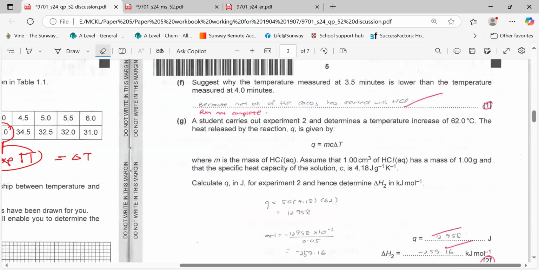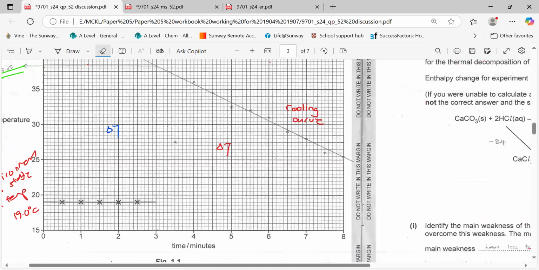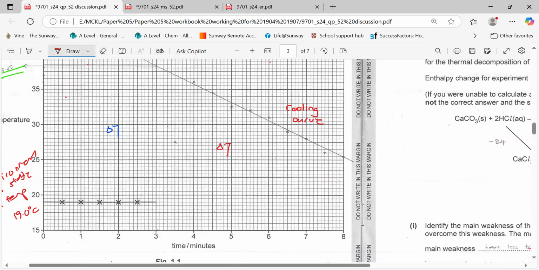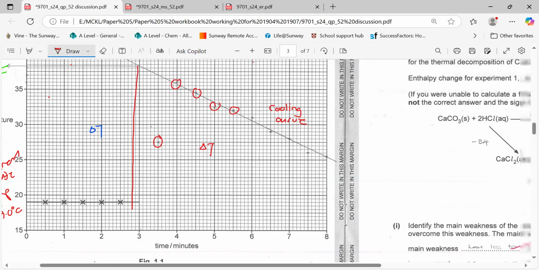Suggest why the temperature measured at 3.5 is lower than the temperature measured at 4. So at minute 3, you put the solid in, which is the calcium carbonate. There's no reading here. Then at 3.5, the temperature increased because it's exothermic. Then after that, the temperature continued to increase at minute 4. Then after that, it starts to show a decrease. So the question now is why 3.5 has a lower temperature than 4?